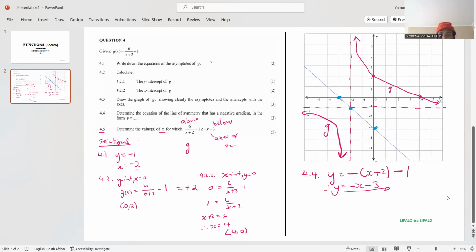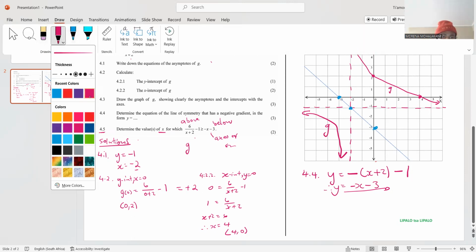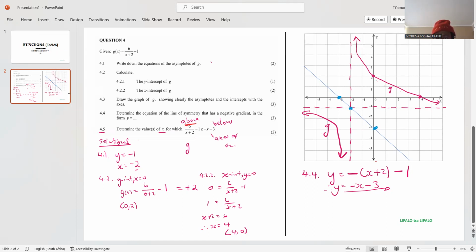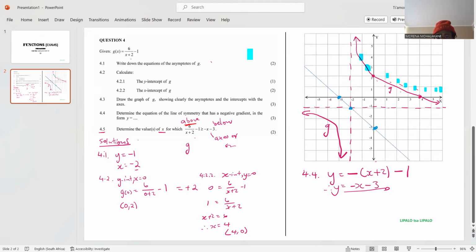So that's our line. So we need to look at critical values here, right? A very important thing to check is where g is above. If I look at g, it's above in this realm here. This is where it's above. And then this one here is below. You can see this is below.